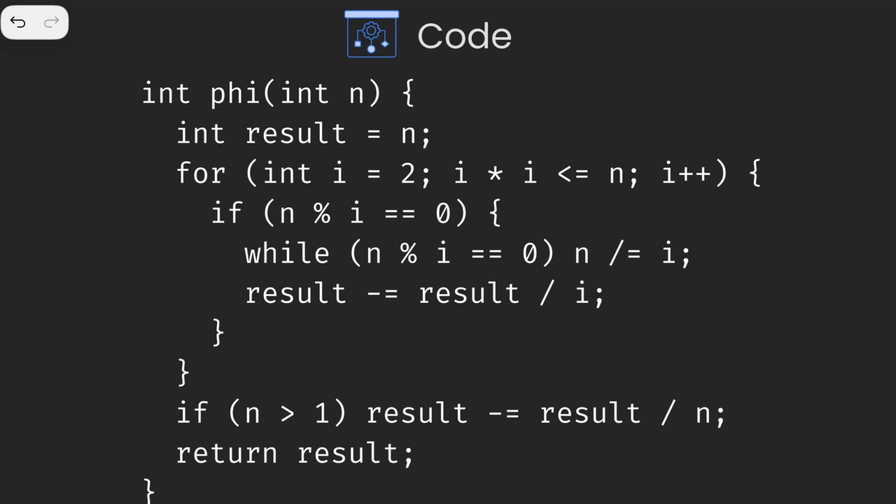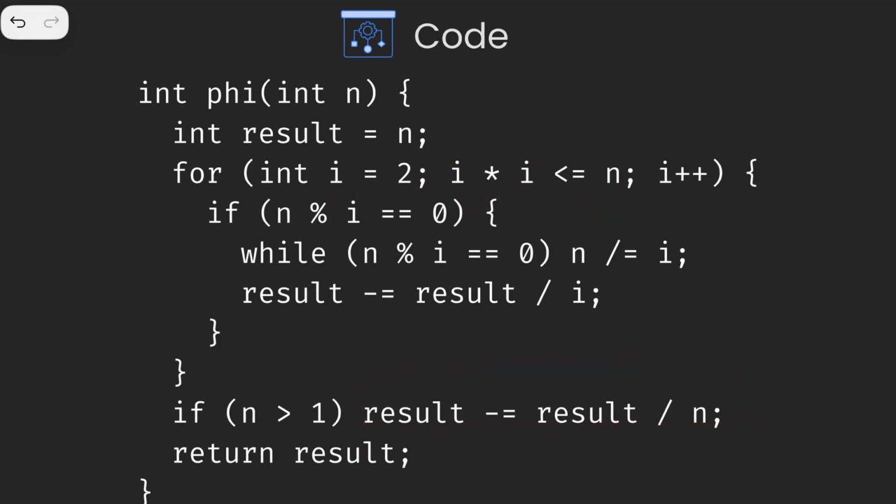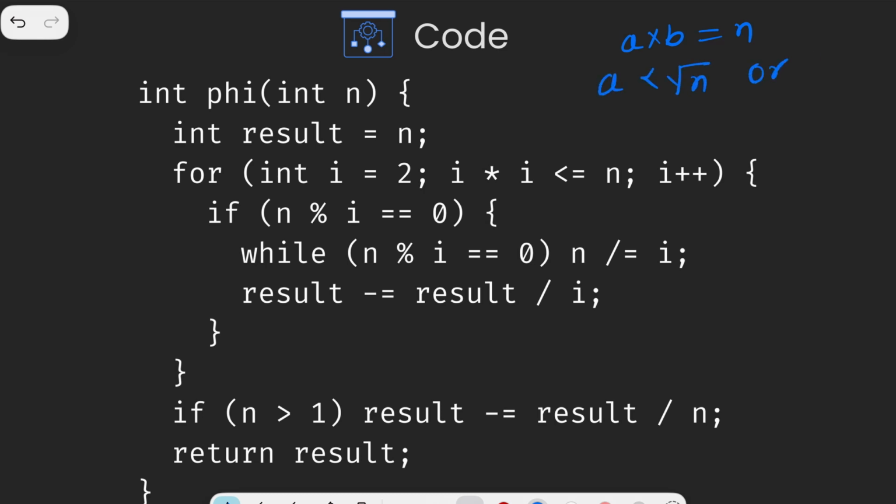So we are iterating from i equal to 2 till i into i less than or equal to n. See, this is from basic algebra. Let's say you have a into b, which is equal to n. Then we can directly say either a is going to be less than root n or b is going to be less than root n. How?